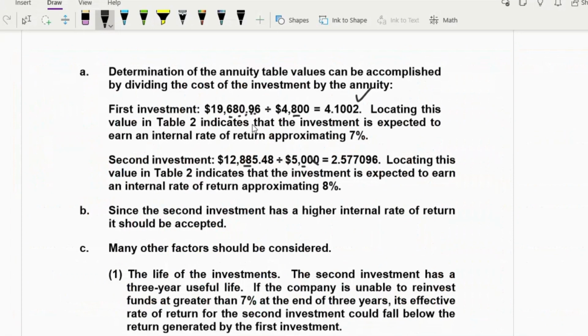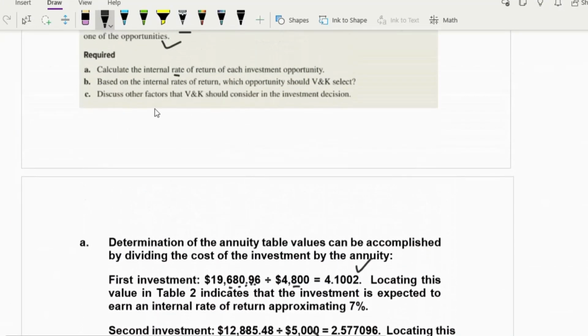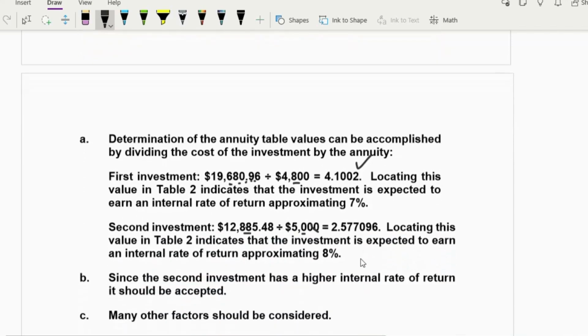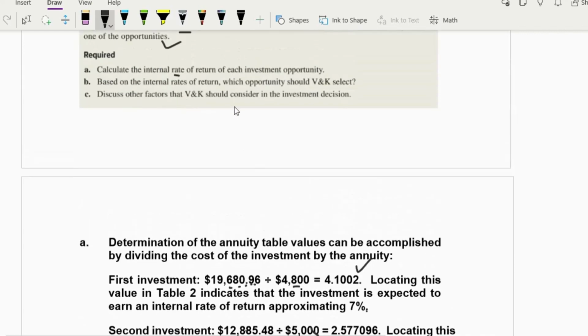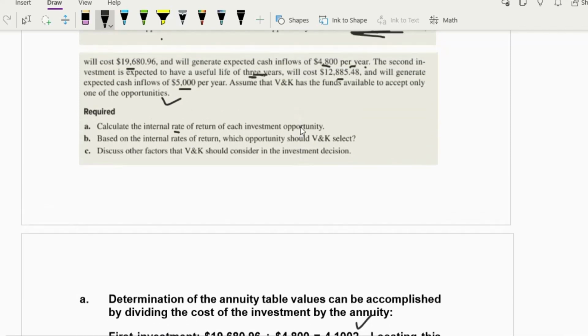Okay, approximately 8%. Based on the IRR, which opportunity should you choose? The first opportunity gives us a return of 7%, the second gives us 8%, so we should choose option 2. Discuss other factors they should consider in making the investment decision.